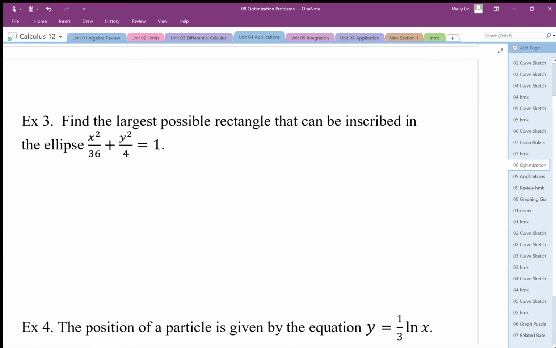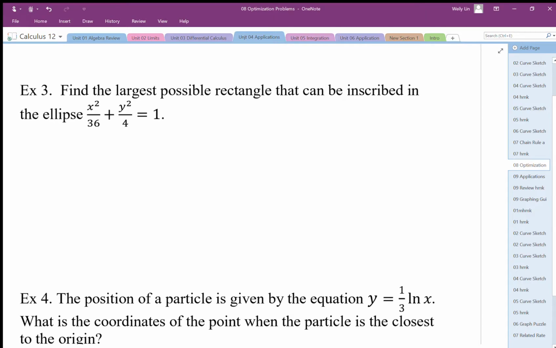Okay, so many of these optimization problems, the calculus part of this is usually pretty straightforward. The harder part often is just how do I set up the problem. Okay, so this is an ellipse. We have 6 and 6 here, and 4, 2 and -2. Okay, so we've got an ellipse.